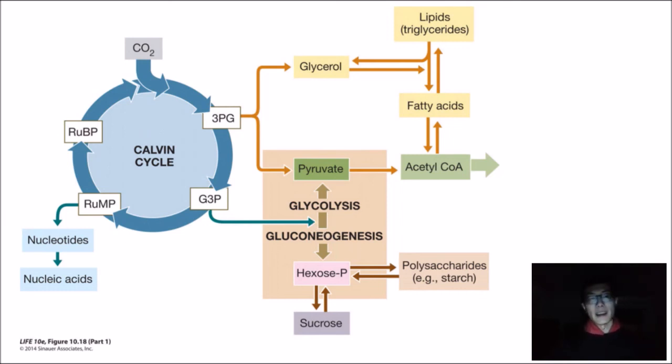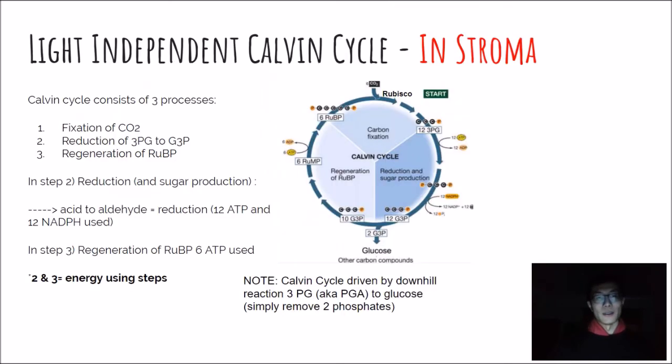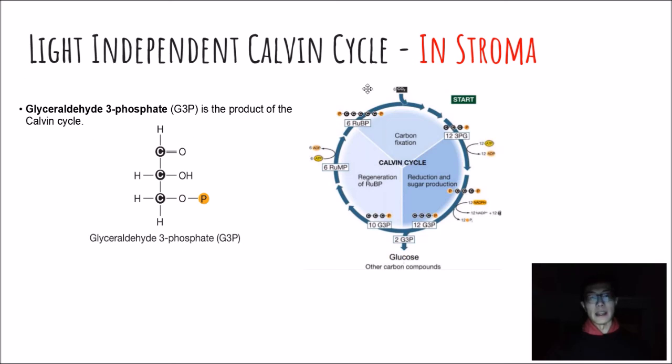So that's basically it for the Calvin cycle. It's nothing too difficult. It's mostly this slide that you have to keep in mind. You start with the fixation of CO2, you reduce the 3PG to G3P, and then you regenerate RuBP. The main key product is a sugar called glyceraldehyde 3-phosphate, also known as G3P. So there you go, the light-independent reactions, also known as the Calvin cycle.